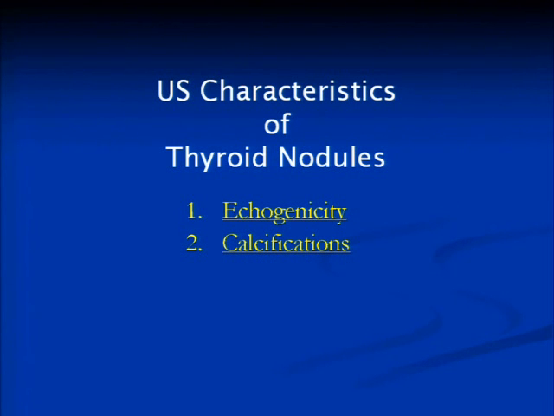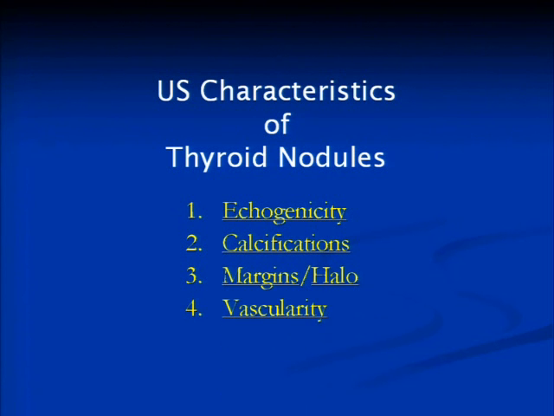Benign nodules can have calcifications, and we'll discuss on the next slide the different types of calcifications that one can see and their significance. The presence or absence of a halo, and how the margins look: irregular and lobulated versus smooth.